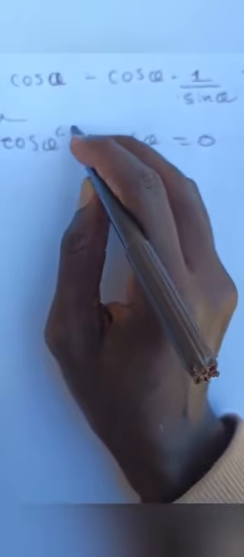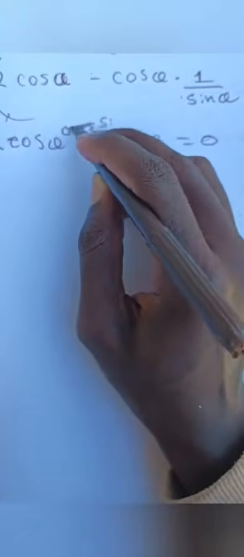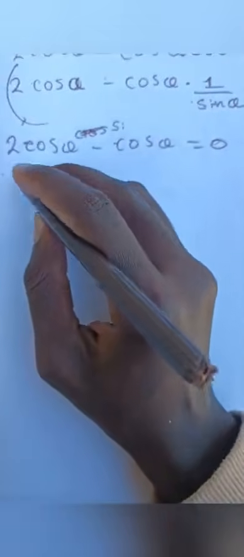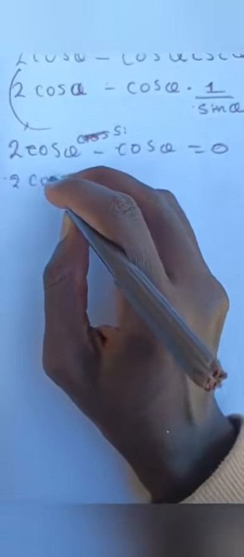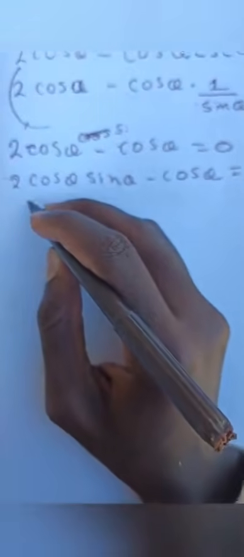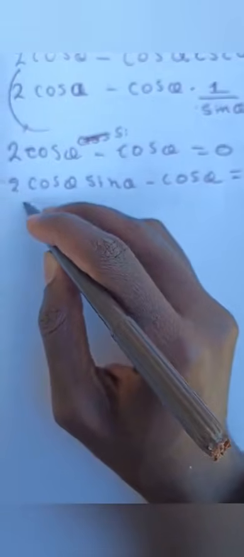Actually, here there should be sine theta. Let me write it properly, because we multiply this throughout, so this needs to have sine theta. So it's going to be 2 cos theta sine theta minus cos theta. Okay, so what do we do next?